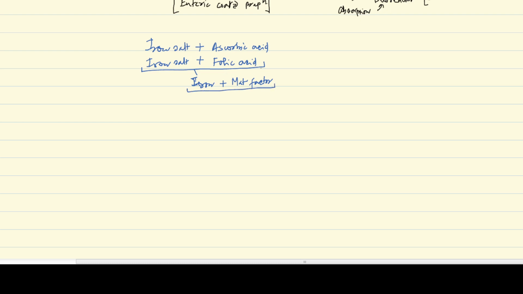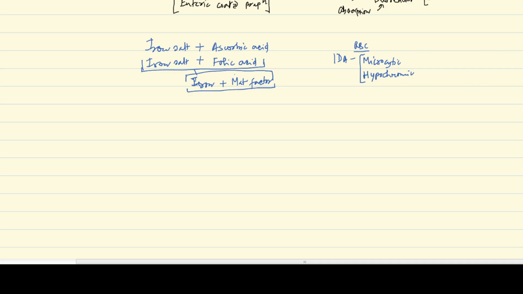Okay, so this could be a combination that could be given in pregnancy. So you take care of the spectrum of anemia: microcytic hypochromic anemia, so iron deficiency anemia, where the morphology of the RBC is microcytic hypochromic. And if it's a deficiency of maturation factor, it is megaloblastic anemia. So this combination is good for pregnancy.